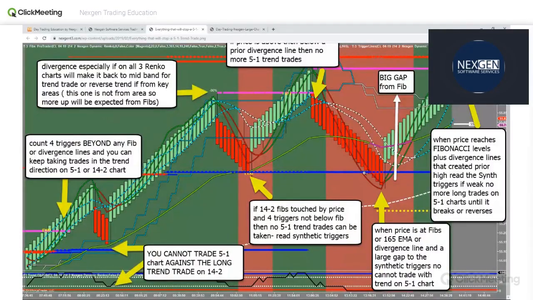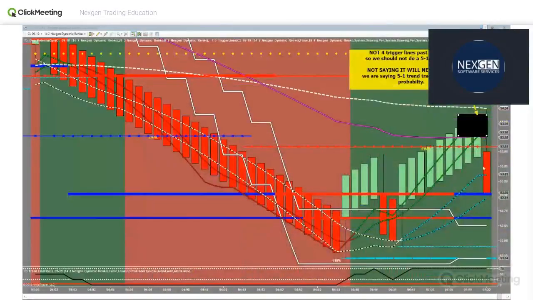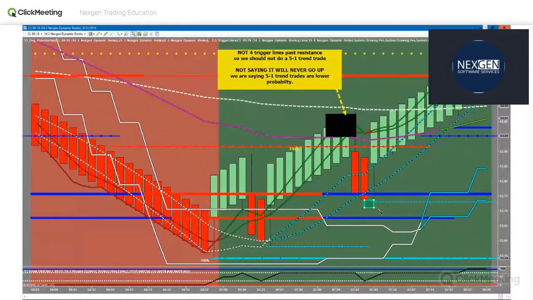And sometimes you get 2 trigger lines past an area, but it reverses anyway. So the 4 trigger line rule is pretty powerful. Eddie, do you see what I'm saying about the 4 trigger lines? And again, it's not that it will never go up. It just means that it usually will pull back a little deeper. So on your trade, it's not that you're not going to go up, because there's fibs and lots of good stuff, but it just went a little deeper than the 5-1 trend trade. And when you take the 5-1 trend trade, you lose, but the damn thing goes up anyway without you, which is frustrating.